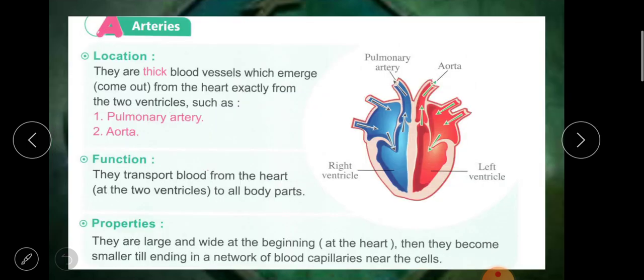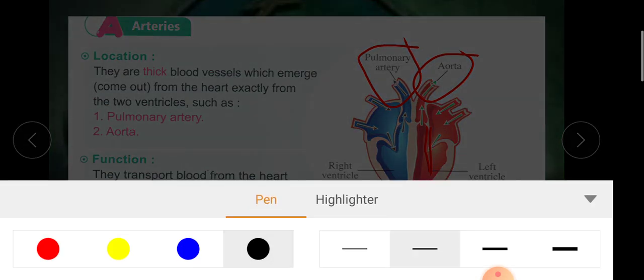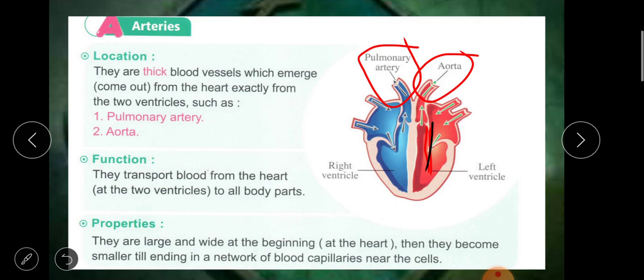First, the arteries. The arteries like the aorta or the pulmonary artery. These arteries are thick blood vessels, which come out from the heart. They take the blood from the heart. As you can see here, they are coming from the 2 ventricles. They are opening from the 2 ventricles.